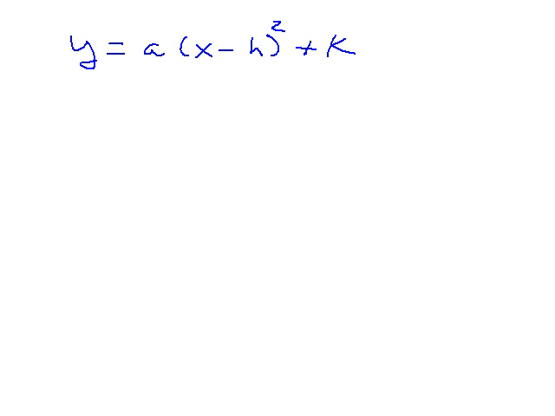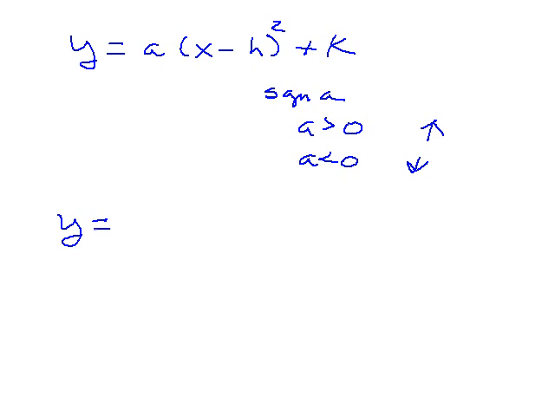The sign of A tells me which direction this parabola opens. If A is greater than 0, that means its sign is positive, it opens up. If A is less than 0, then it opens down.